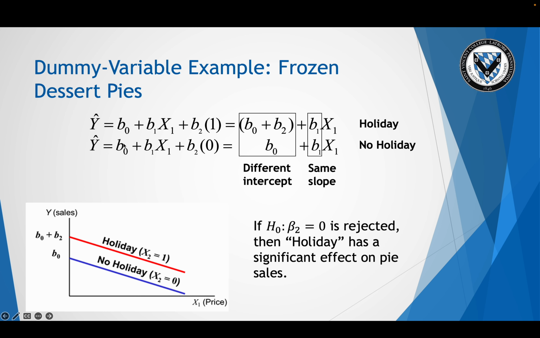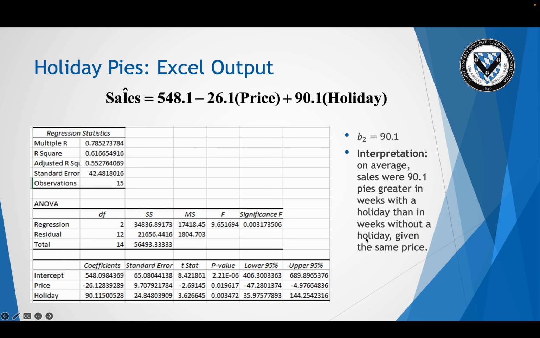So as we saw, it's very similar to our example. We have the same slope here, but we have different intercepts. So we can see that sales are higher for the holiday pies compared to the non-holidays. And so we're seeing the same slope. These two lines are parallel. However, we have a difference in the intercept. And so we can say if beta 2 is rejected, then we could say the holiday has a significant effect on pie sales.